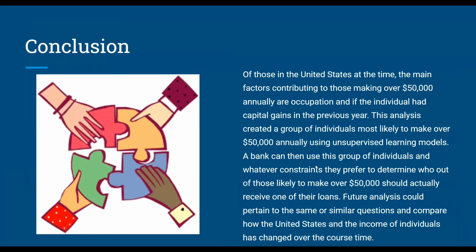In conclusion, of those in the United States at the time, the main contributing factors to those making over $50,000 annually are the occupation of the individual and if the individual had capital gains in the previous year. The analysis that we've done created a group of individuals most likely to earn over $50,000 annually using unsupervised learning models. A bank can then use this group of individuals and whatever constraints they prefer to determine who out of those is the most likely to make over $50,000 should actually receive one of their loans.